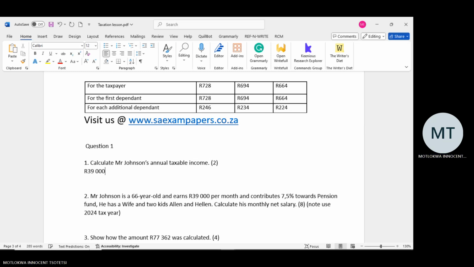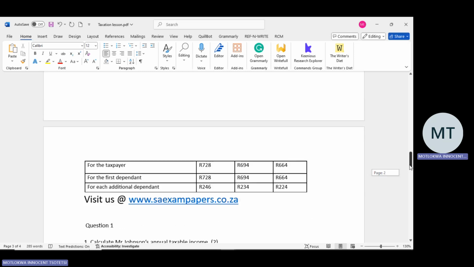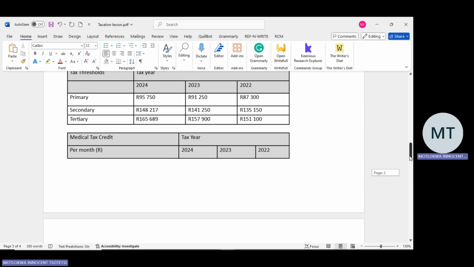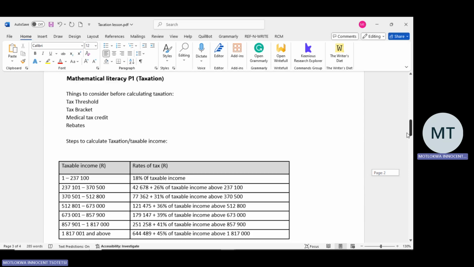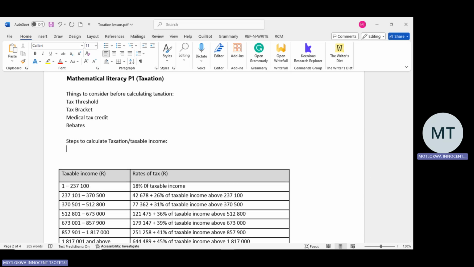Firstly, we would need to check the steps. You should know the steps of calculating taxation. We have 6 steps of calculating taxation.